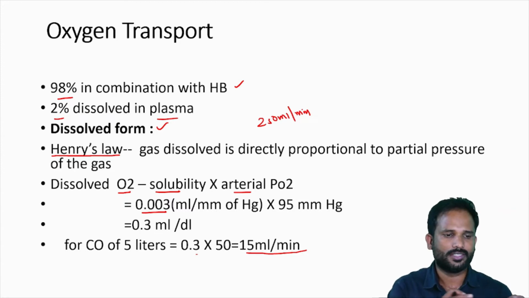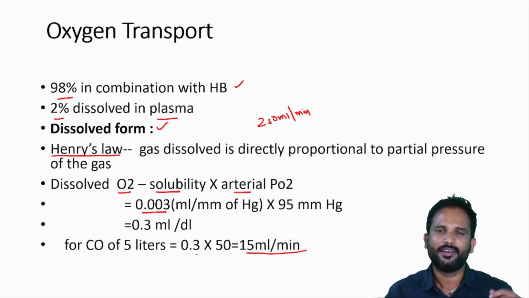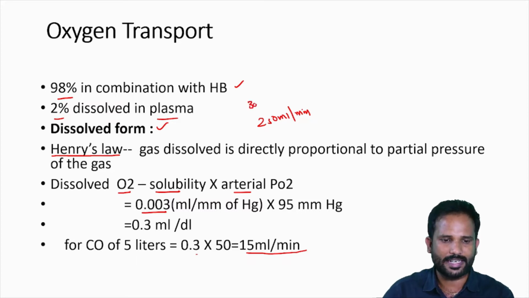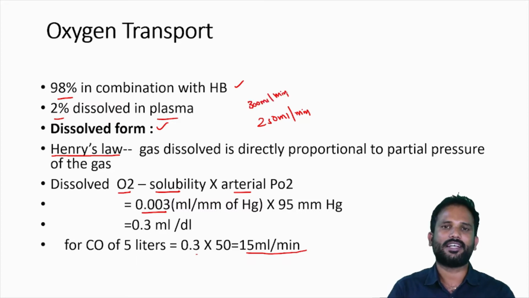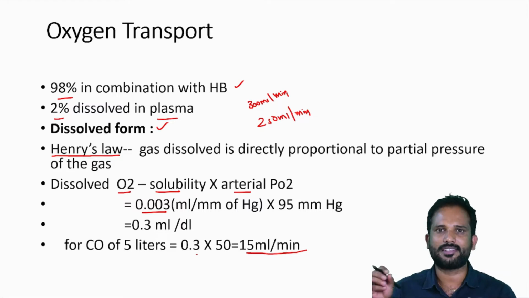So we are not solely dependent on this physical solution, but if we give it in high pressures, the dissolved form can be increased many times, almost 300 ml per minute, so that it will be adequate for the oxygenation of the tissues. So hyperbaric oxygen can be given as a treatment.